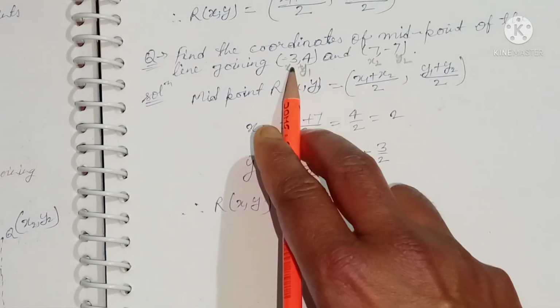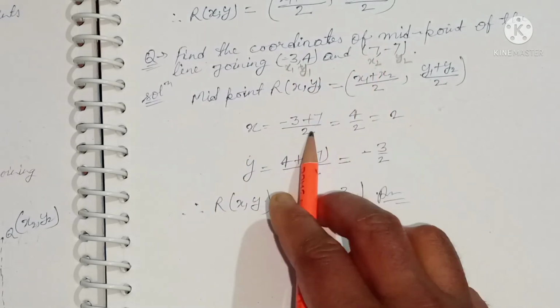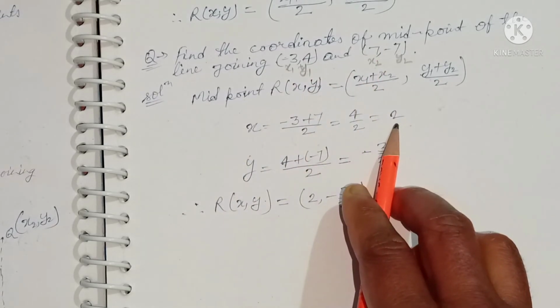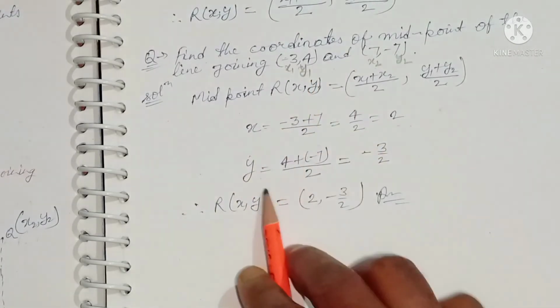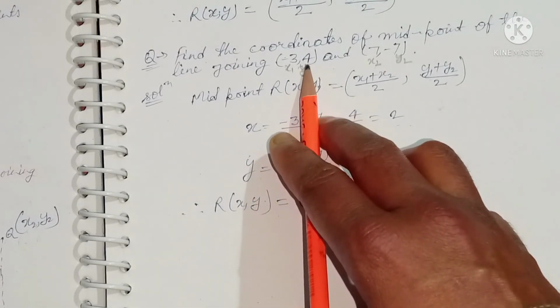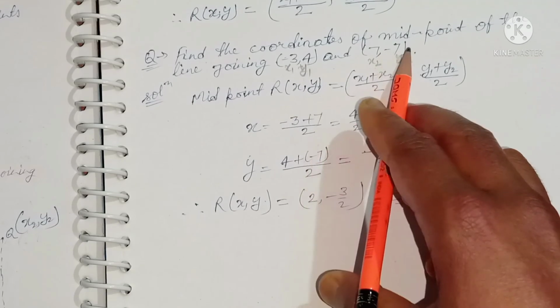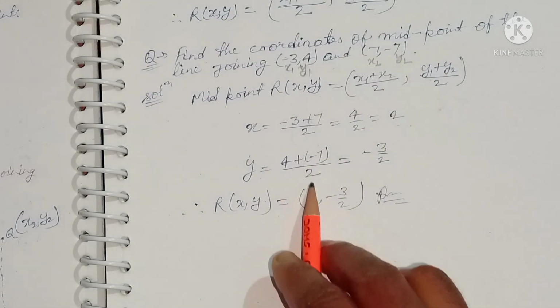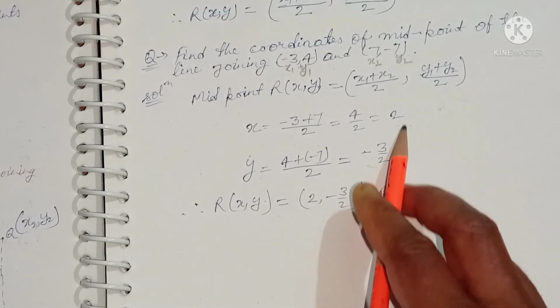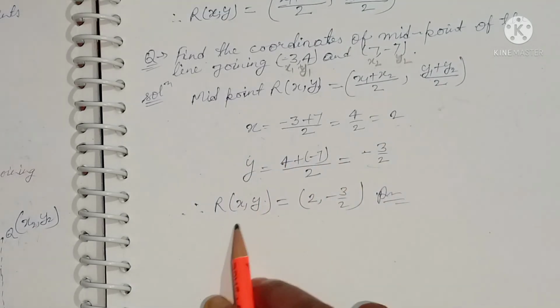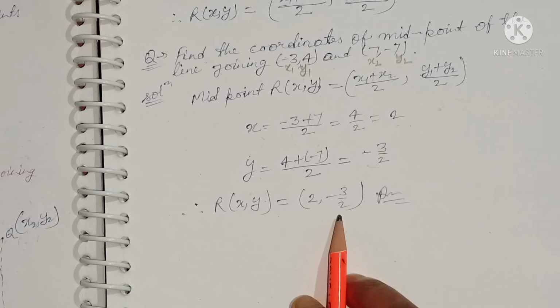Okay, x1 plus x2, so minus 3 plus 7 divided by 2, we get 2. And in the same way, y1 plus y2, so y1 here is 4 and y2 is minus 7, so 4 plus minus 7 divided by 2, we get minus 3 by 2. Hence we got the values of x and y, so we got the coordinates of the midpoint of the line joining these 2 points.